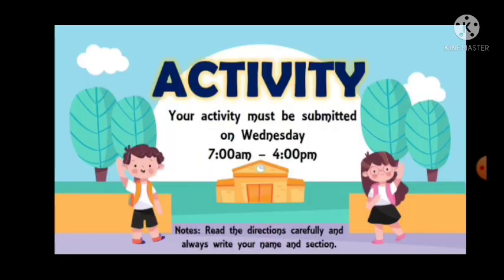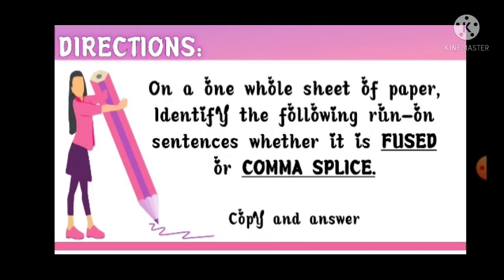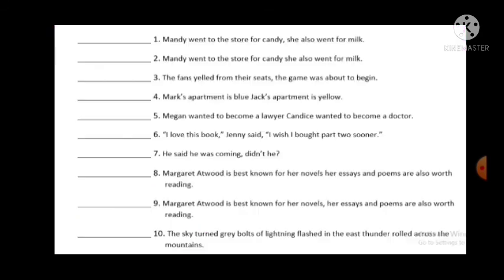So for your activity or homework, on one sheet of paper, identify the following run-on sentences, whether it is fused or comma splice. You must copy and answer each item. You can pause so that you can copy this one.